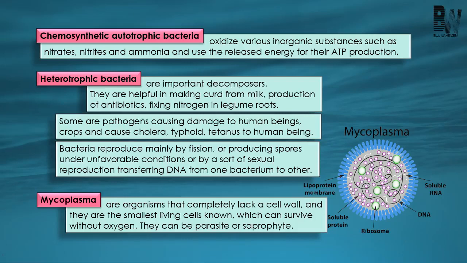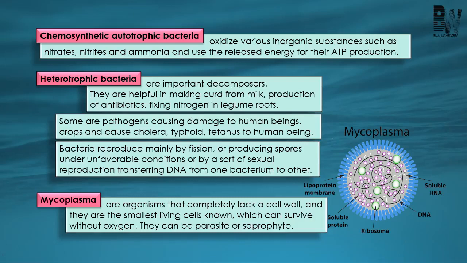Next come to reproduction in bacteria. So bacteria, they reproduce mainly by fission, by spore formation, and sometimes they also reproduce by sexual reproduction. So here, this sexual reproduction takes place by transferring of DNA from one bacterium to another, and this type of sexual reproduction is called conjugation. So this is how the bacteria reproduce.